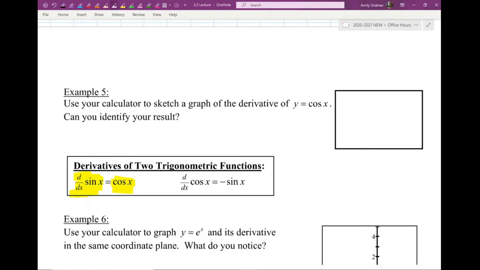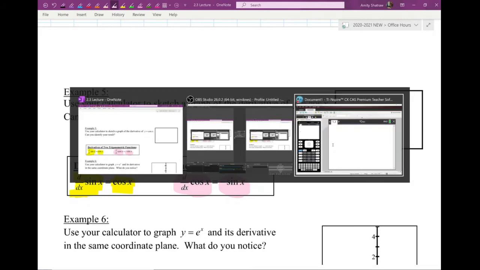Well, I just happened out of the corner of my eye to have seen that down here, it actually tells me that I'm supposed to find negative sine x. So when I take the derivative of cosine, does it look like negative sine? I want to go in here and actually try that.